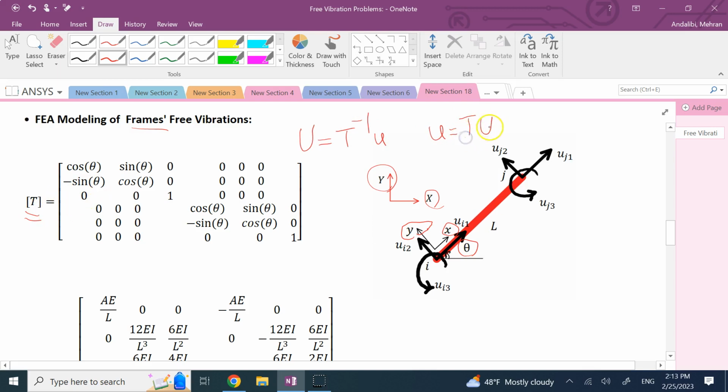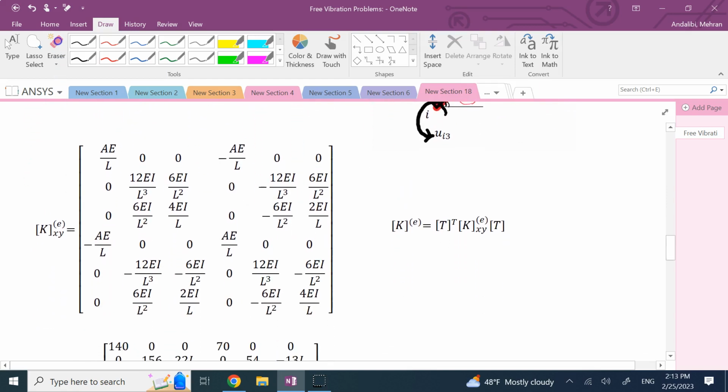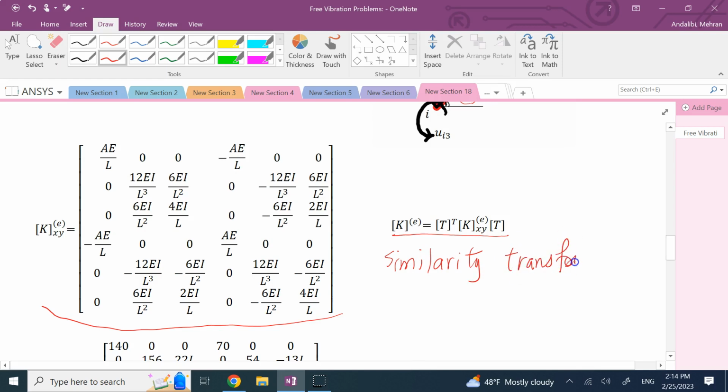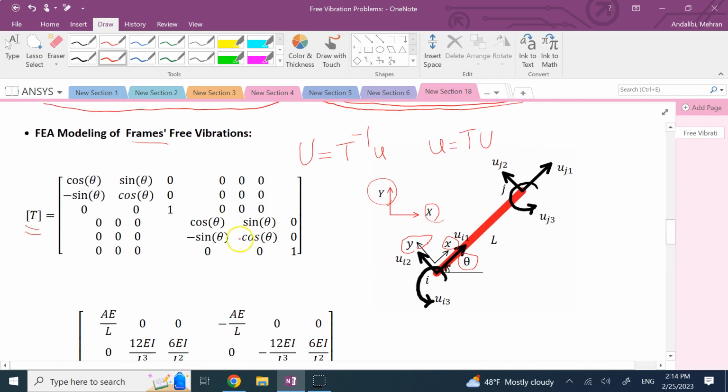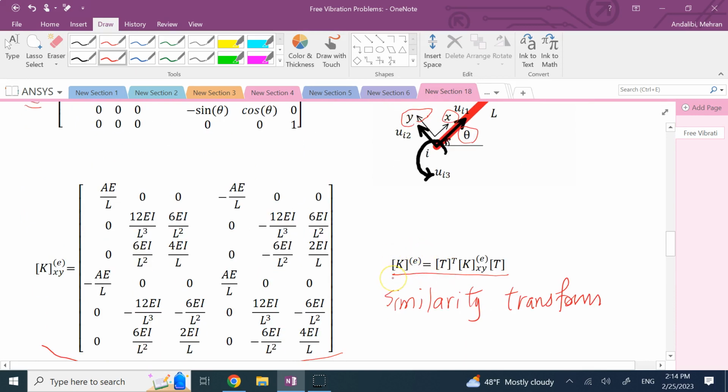Okay, so this T will take you from global to local, and it's in the local frame that you formulate the kinetic energy. The K matrix in the local frame is this. We derived this already in the past, and if I want to take this local K matrix to the global frame, I use this transformation, which, if you remember, I called in the past, sorry for my bad handwriting, a similarity transform. Okay, and then here, so you have T, you have K. You can find the global K.